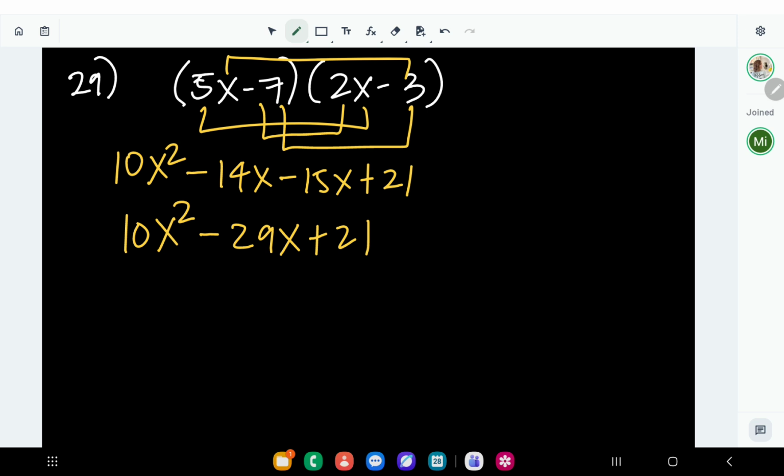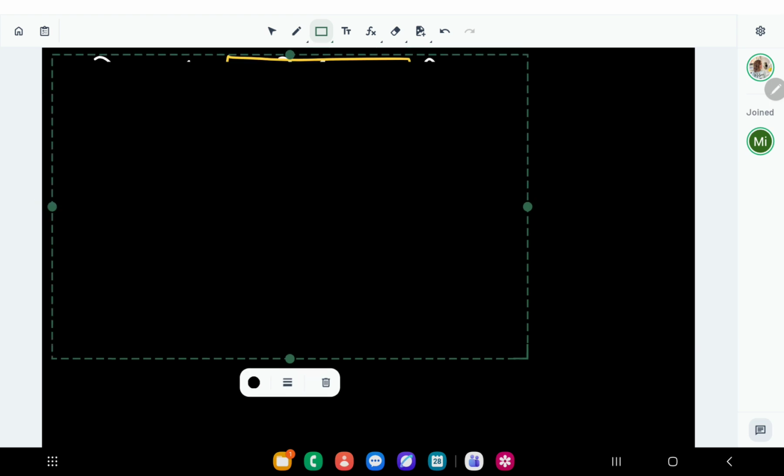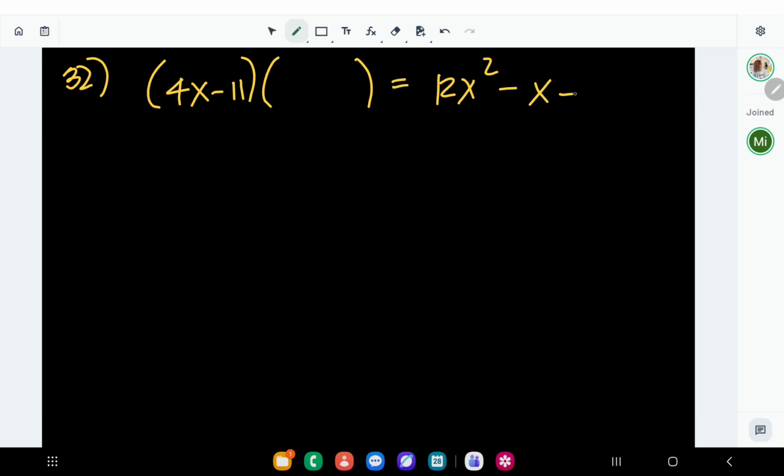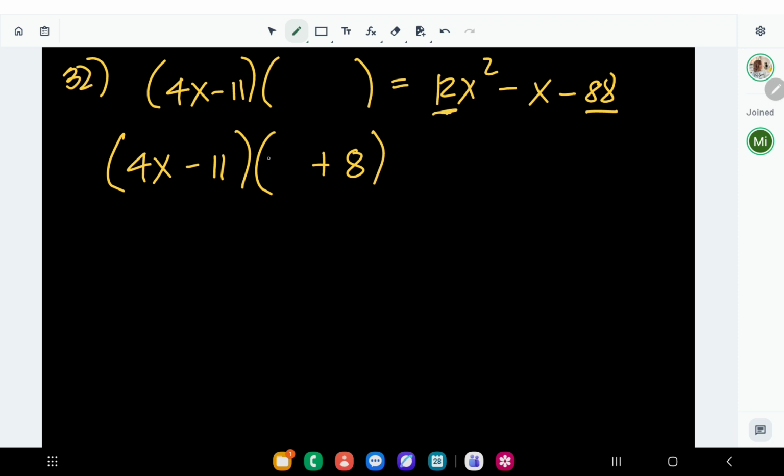We move on to 30, 31. So we do 32. Find the missing factor. We're given 4x minus 11 times, it should be 12x squared minus x minus 88. This is what we're going to do. We look for factors of 88 that when we multiply them, it would equal negative 88. So the other factor would be 4x minus 11. The other number is 8, right? Because 8 times 11 is 88. And then we have 12 here, so the other one is 3x, right?